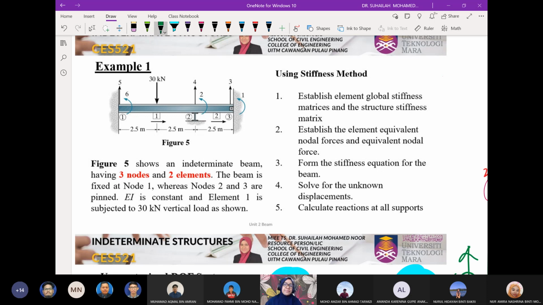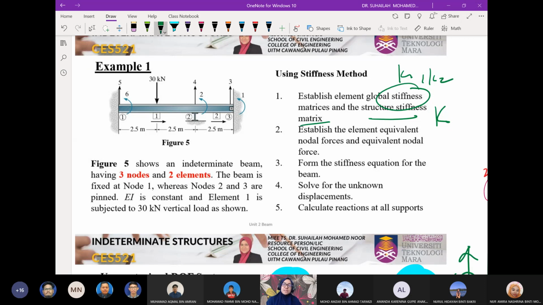So one by one. Okay, number one, we have to establish element global stiffness matrices. Element global stiffness matrices ni k lah, k1 and k2. And then structure stiffness matrix is capital K. Okay, we use capital and small letter: we use capital letter for the structure, and we use the small letter for the element.